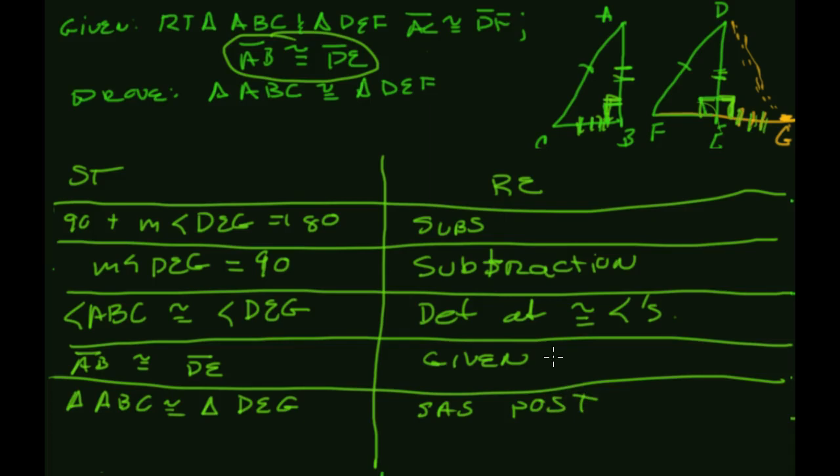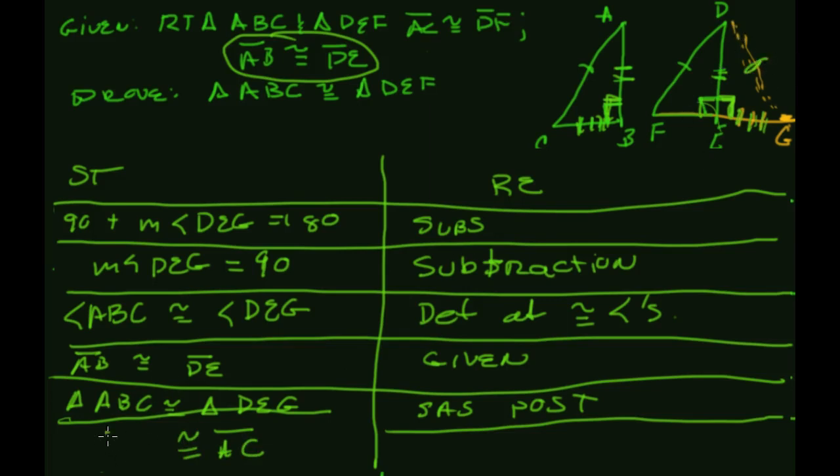Okay, so why did I do that? The key here is that I now have that these two triangles are congruent, and if you look, segment AC is in the triangle on the left, and this one, DG, is in the triangle over there.